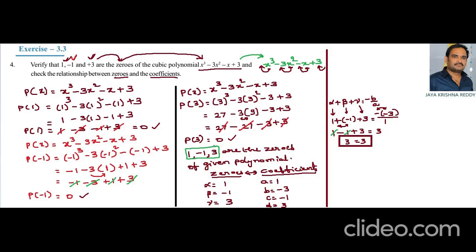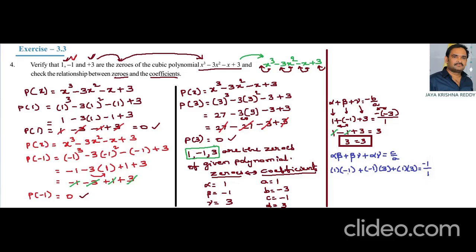Now let us go for the second formula, that is alpha into beta plus beta into gamma plus alpha into gamma equals c by a. This is the second formula. So let us substitute the values here. Alpha into beta, alpha is 1 into beta is minus 1, plus beta is minus 1 into gamma is 3, plus alpha is 1 into gamma is 3, equal to c by a. C value minus 1 by a value 1.